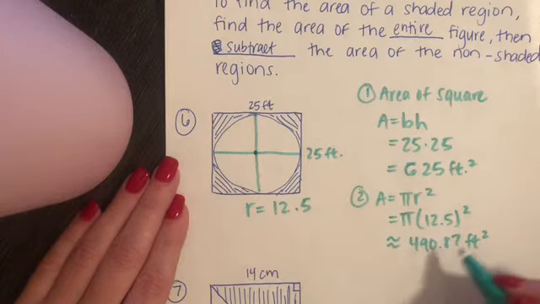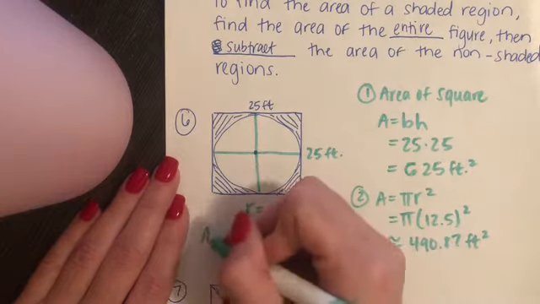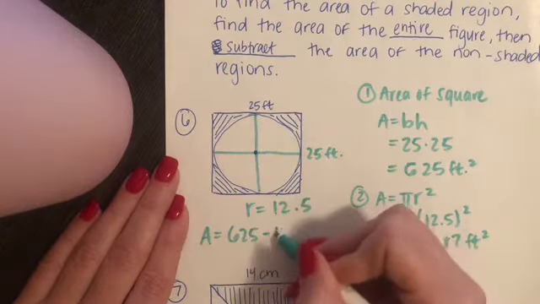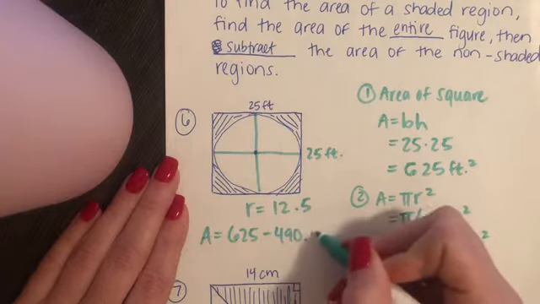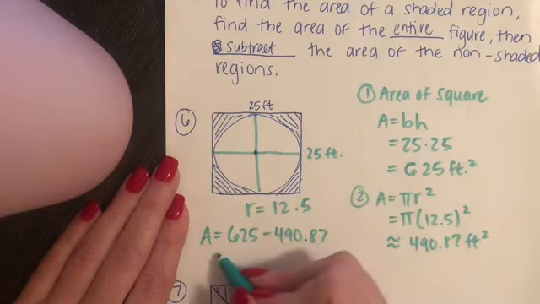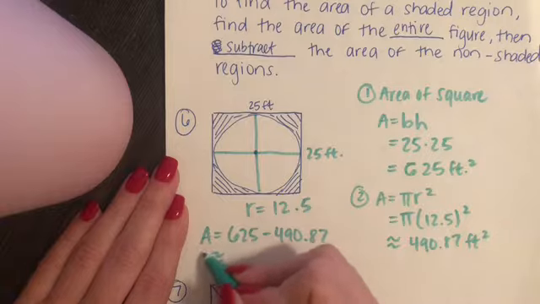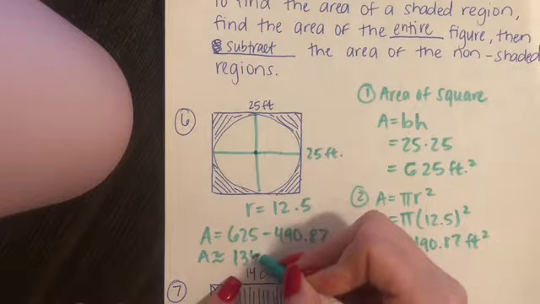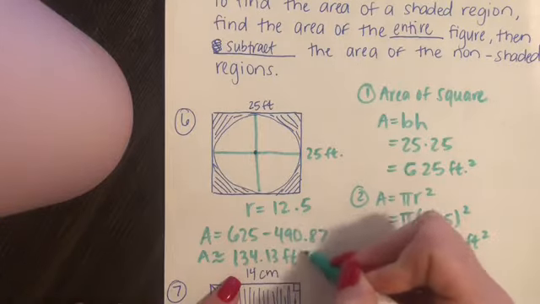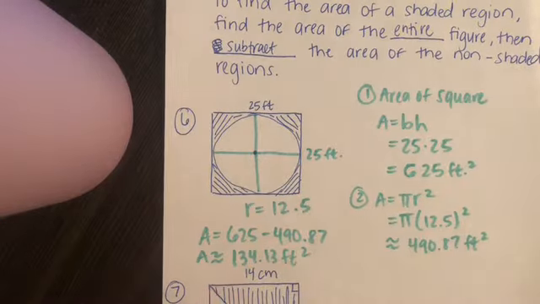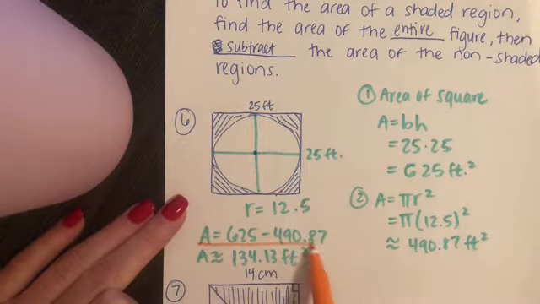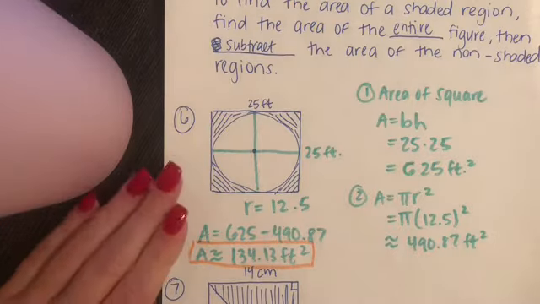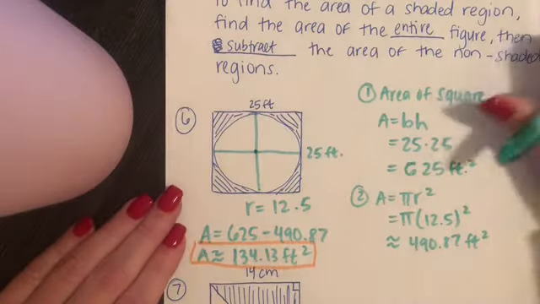Okay, and for my final answer, I'm going to take the total area of the square and I'm going to subtract out the area of the circle. So I'm finding the difference, not the sum. Okay, when I punch those numbers in the calculator, I get that the approximate area of the shaded region would be 134.13 square feet. Okay, and I'm going to go ahead and just box off that final answer.